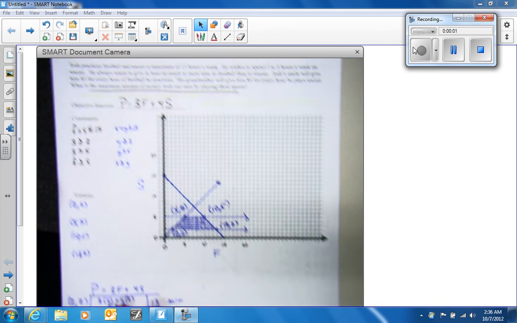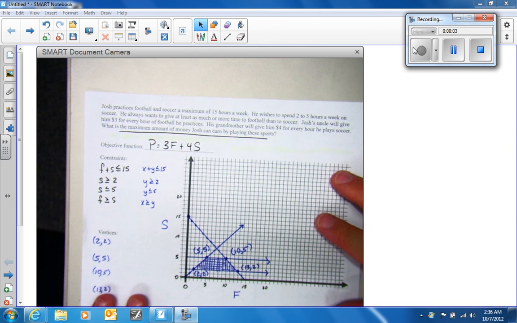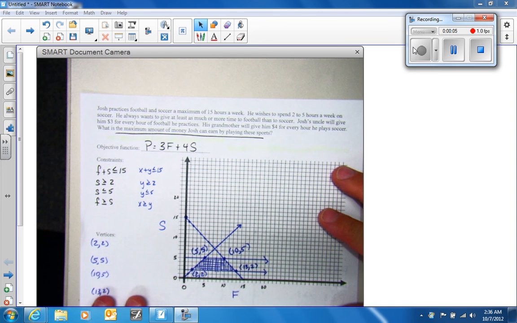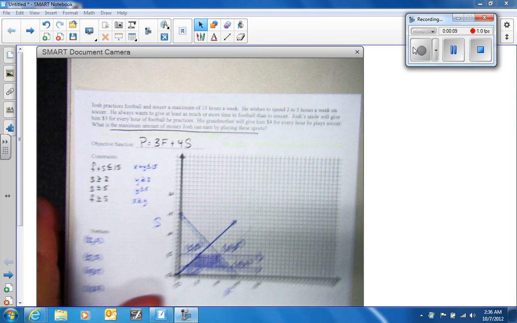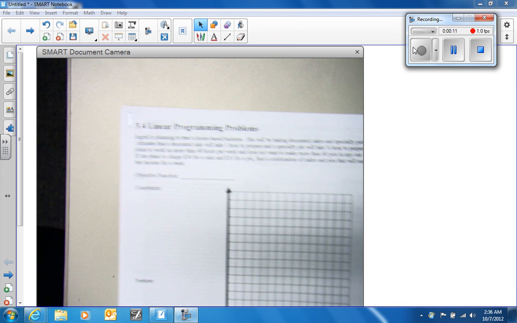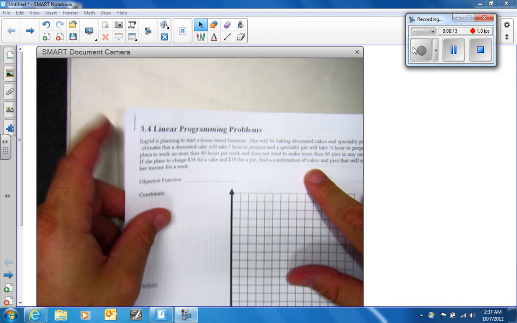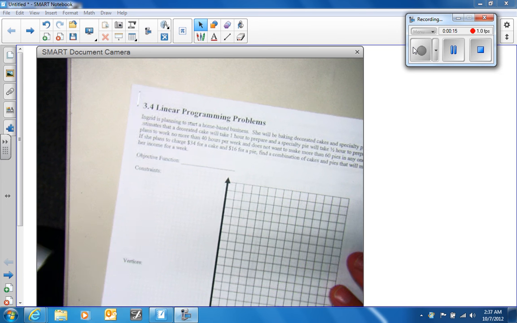Okay, ladies and gentlemen, remember this is linear programming. So on Tuesday, you're going to have 3 questions. All right, they're going to be very similar to this. You're going to have this problem that deals with Ingrid planning to start her own home-based business.